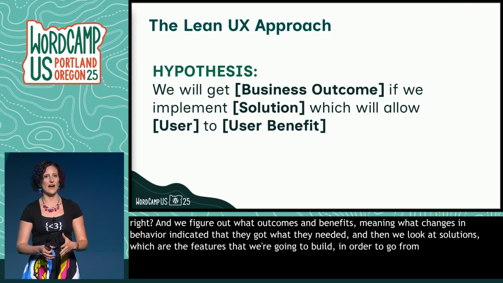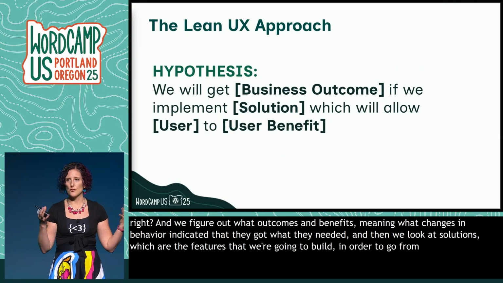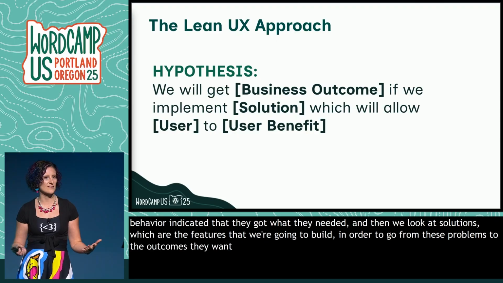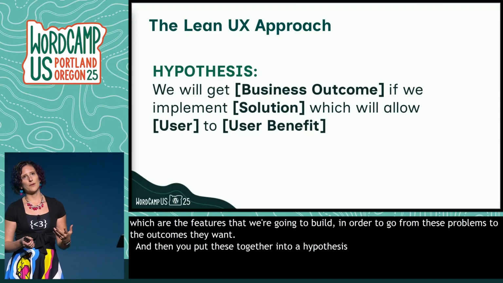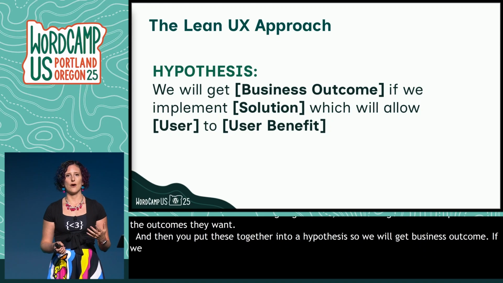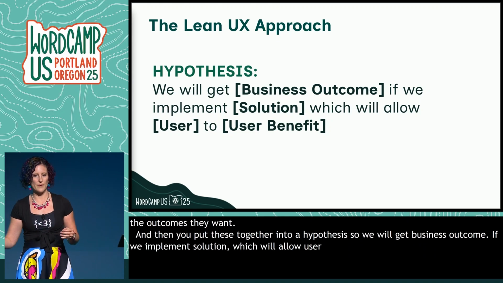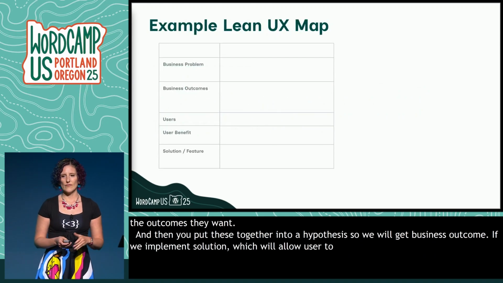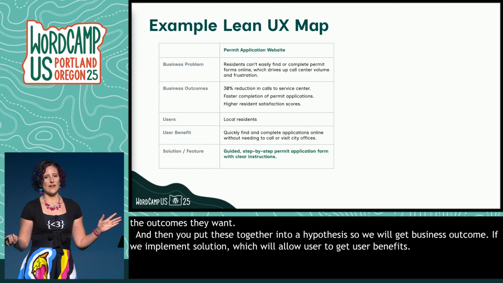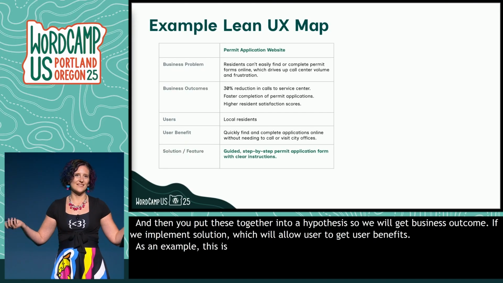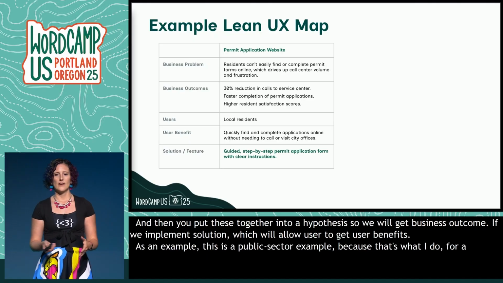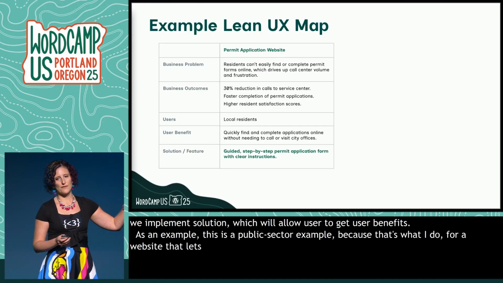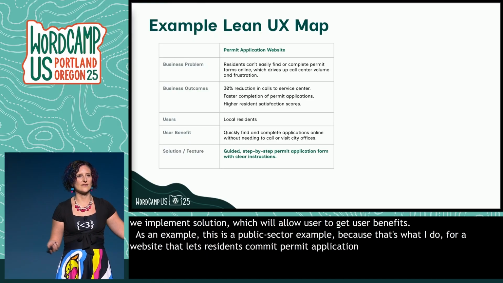And then after that, you take those things and put them together into a hypothesis, because Lean UX is about testing. So we will get business outcome if we implement solution, which will allow user to get user benefit. As an example, this is a public sector example, because that's what I do, for a website that lets residents commit permit applications, right? So you have your problem defined, and it's okay if you can't read this. It's just kind of an example.